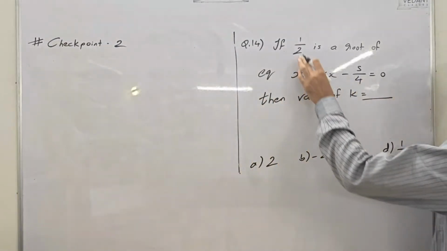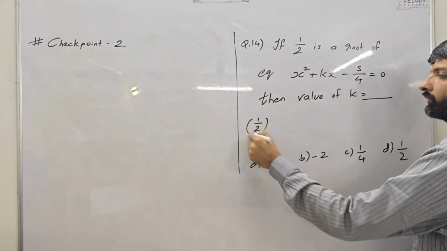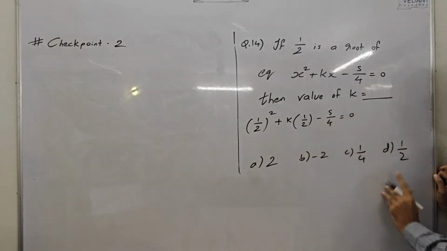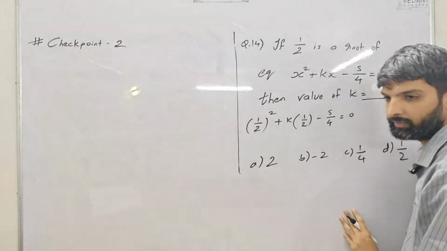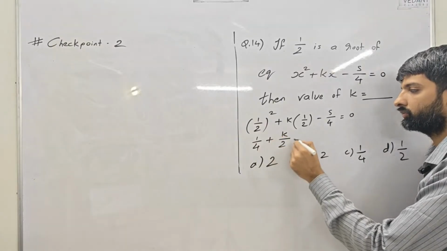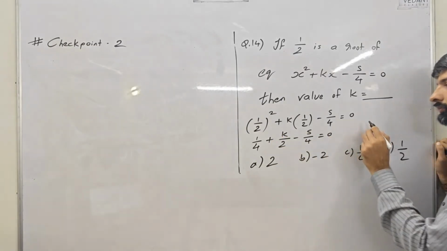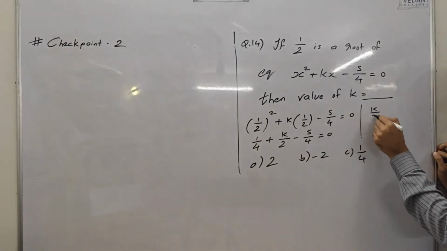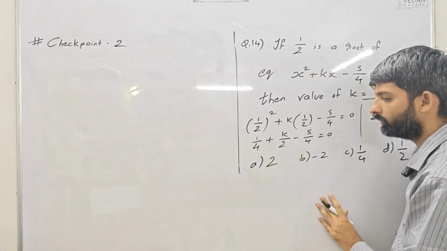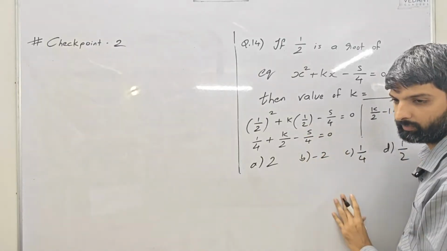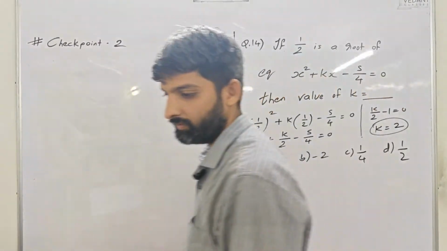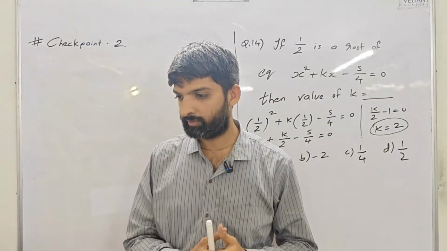Okay, let's solve it. Here you need to write the value (1/2)² + k × 1/2 − 5/4 = 0. You just need to put that value over here. Once you solve this equation, that is 1/4 + k/2 − 5/4 = 0, it will be k/2 − 1 = 0 − 5/4 + 1/4. So that will be equal to −1, because −4/4 will be −1. So the value of k you will get as 2. Option A is the right answer. Those who have solved, very good, cheers.